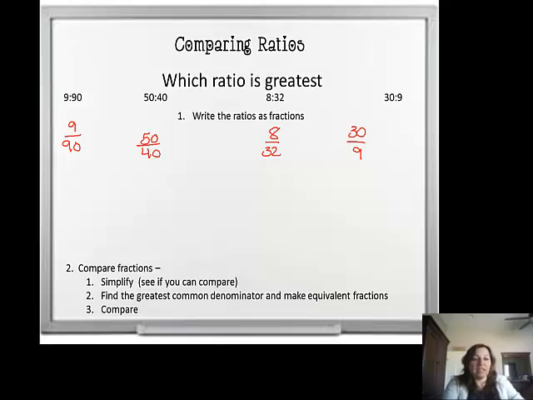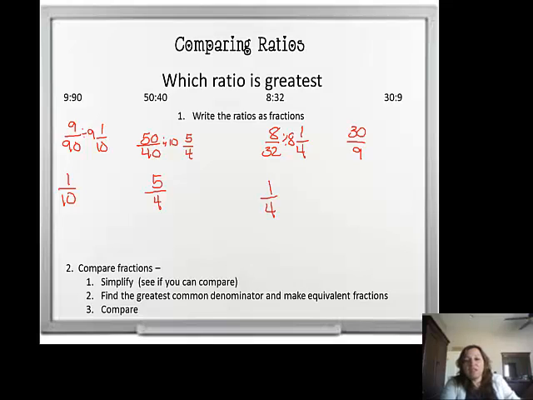I know 9 over 90, I can divide both the top and bottom by 9, which gives me 1/10. So this fraction becomes 1 over 10. 50 over 40, I can divide both the top and bottom by 10, which is going to give me 5/4. Go ahead and make this 5/4. 8 over 32, we can simplify that down by dividing by 8. We get 1/4. And then 30 over 9, we're going to simplify that down by dividing by 3, which gives us 10 over 3.